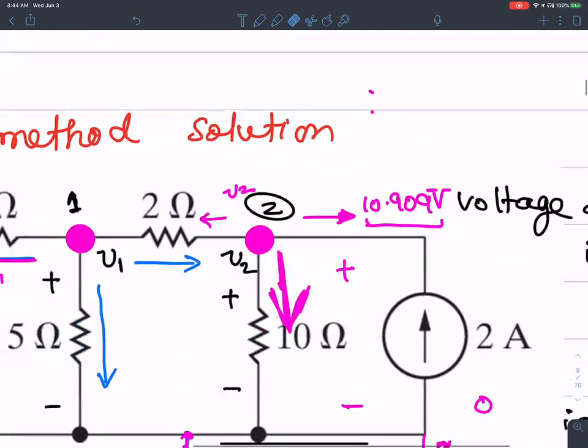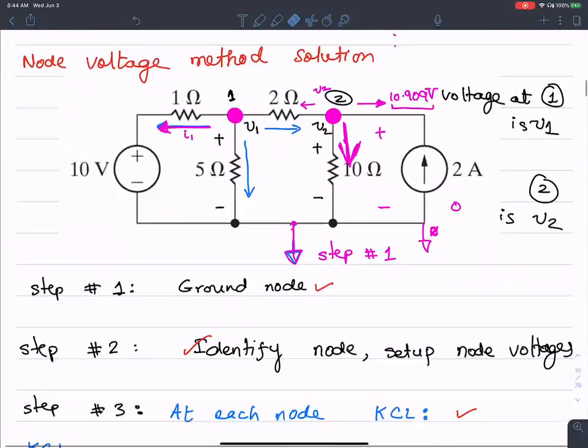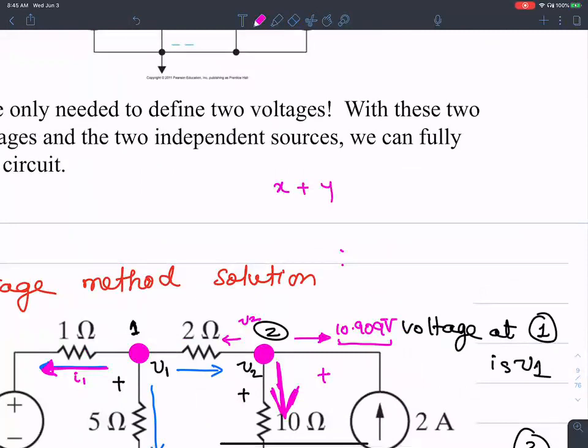When you do a KCL for your second node, you got V2 minus V1. Why would it be positive V2? Why isn't it negative V2 and plus positive V1? Well, they're exactly the same. The idea is realizing that, let's say, x plus y equals minus z is one way of writing it. x plus y plus z equals 0 is another way of writing it. I'll show you what I mean.